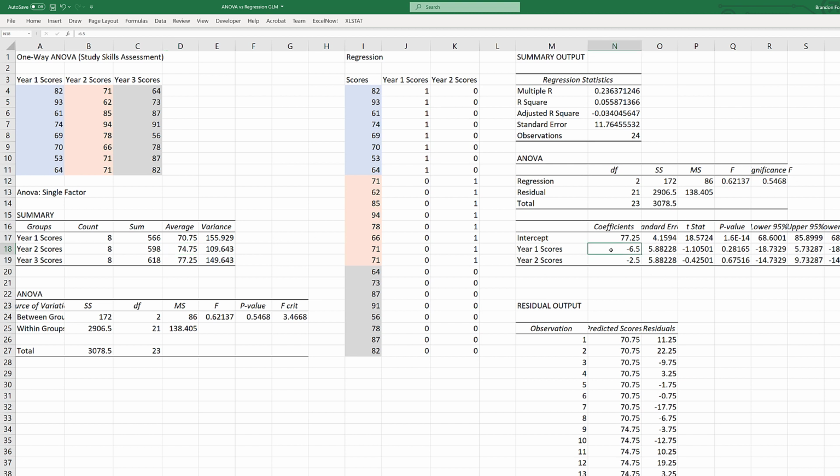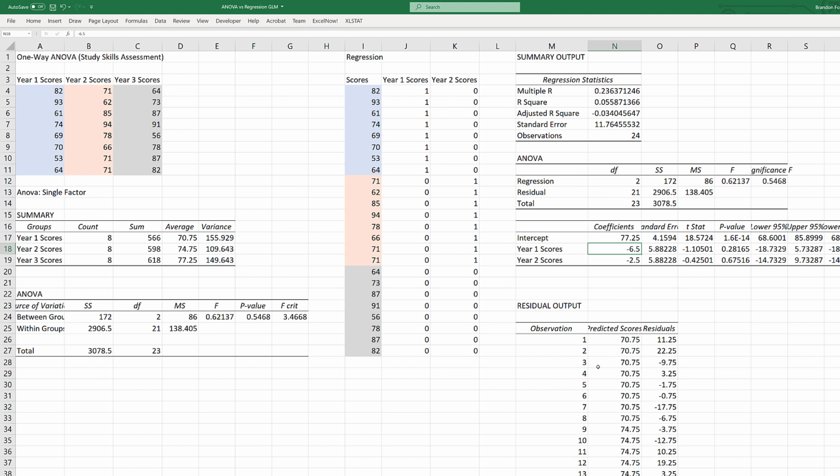And then for year 3, we would have 0 for indicator variables here. So we would end up with just 77.25 plus 0 plus 0. Where do we see that? Well, that's the mean of the year 3 scores of 77.25. So you can see the relationship between the summary over here and how we would implement our indicator variables using the coefficients in our table in the regression.